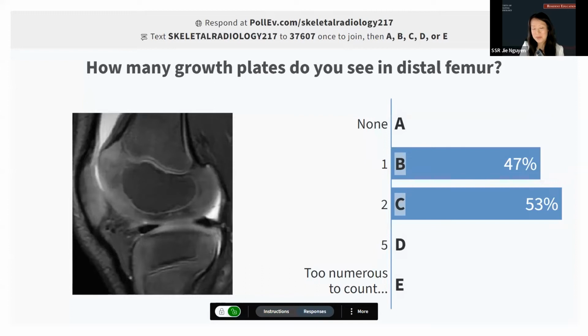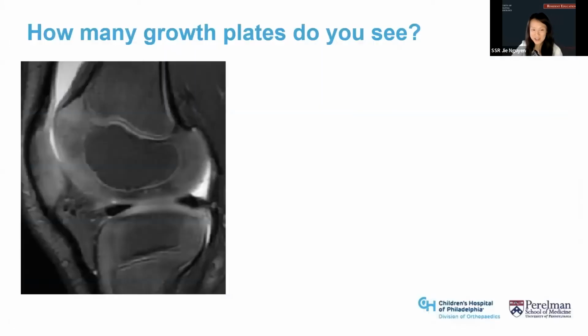So most of the time in the reading station, when we're talking about growth plate, people always think about the primary growth plate. So in the distal femur, there's actually 2 growth plates. So 53% of you are really, really good. Someone changed their mind. Okay, so let's go through.